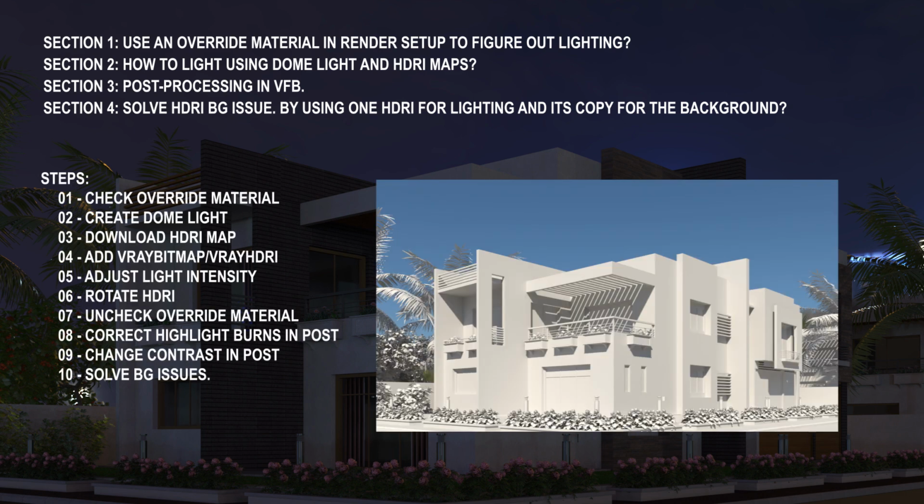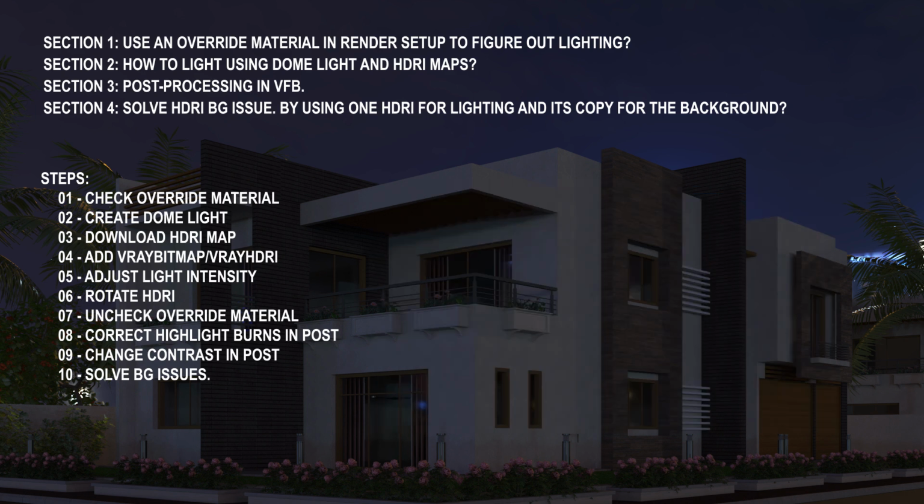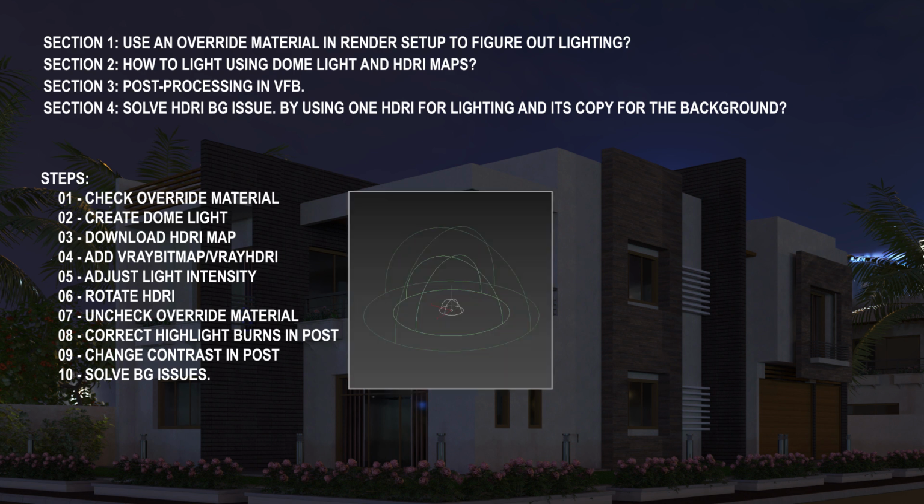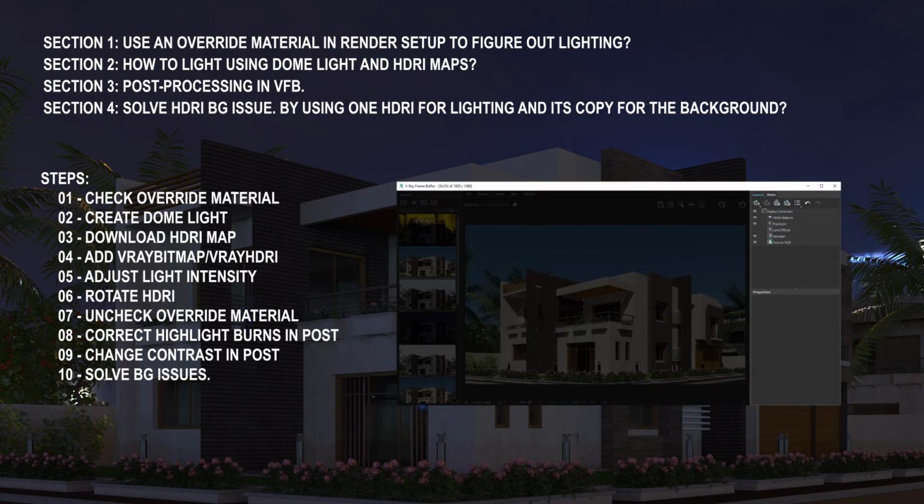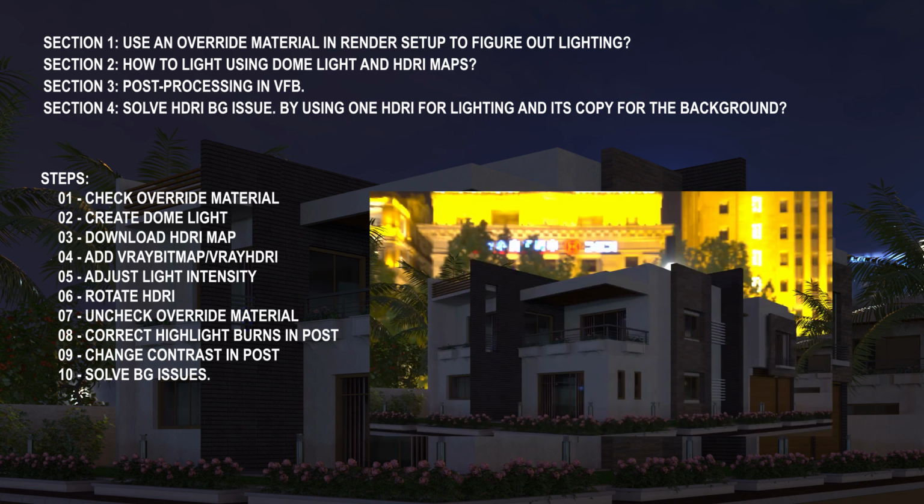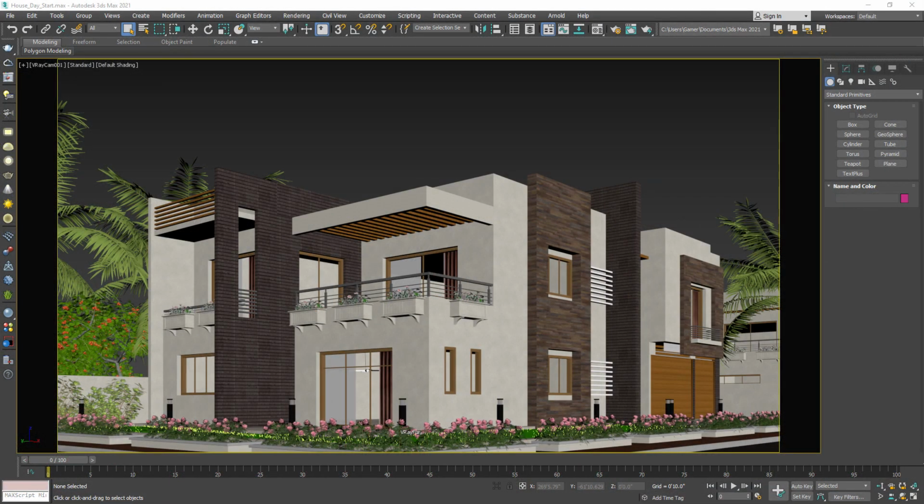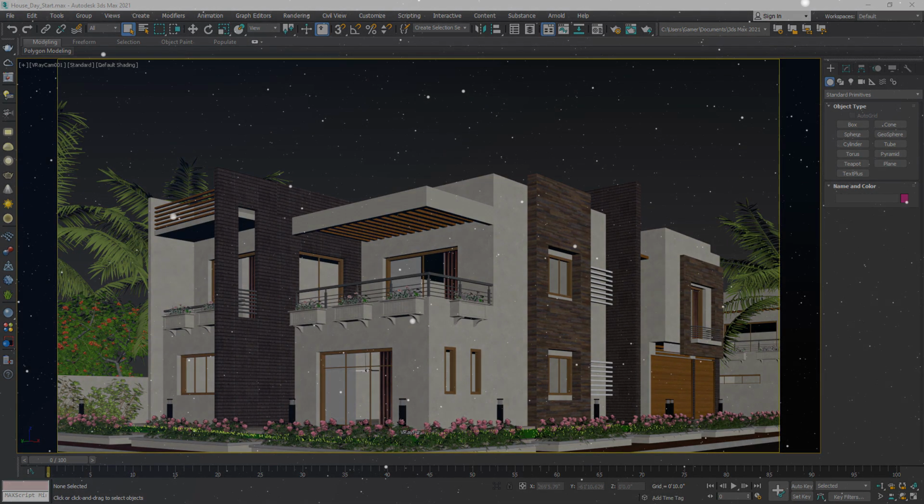Section 1. Use an override material in render setup to figure out lighting. Section 2. How to light using Dome Light and HDRI maps. Section 3. Post-processing in VRay frame buffer. Section 4. Solve HDRI BG issues by using one HDRI for lighting and its copy for the background. Don't skip any part because you will be learning important parameters and their concepts too.